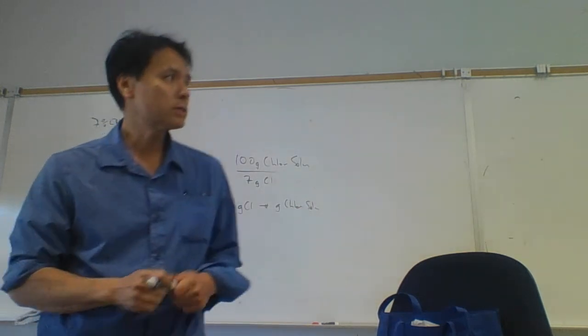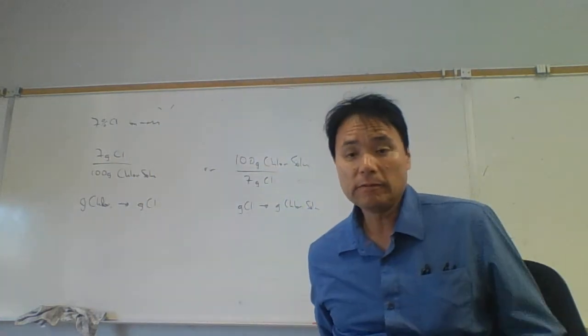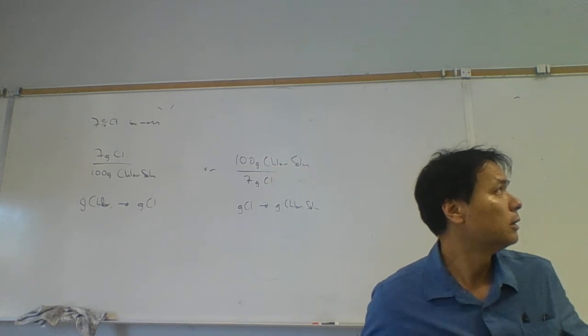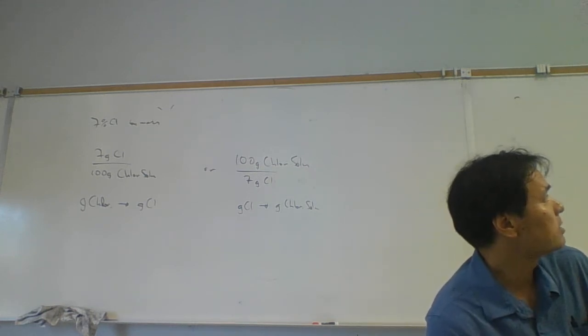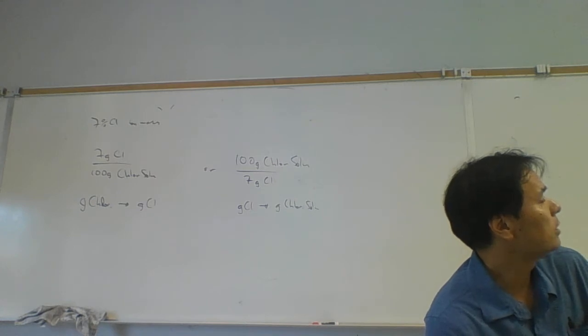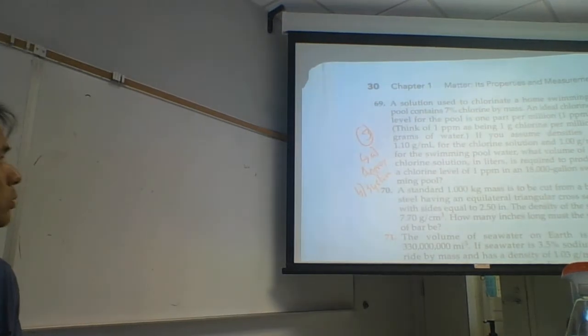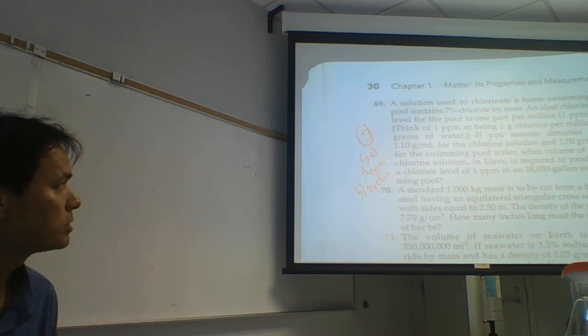And so go through the rest of the question and see what other types of information you can get from there, and then try to solve it. Well, let's start from the beginning. A solution used to chlorinate a home swimming pool contains 7% chlorine by mass. Okay, so we stop there and then try to figure out what information is given in that sentence. Then we move on to the next sentence.